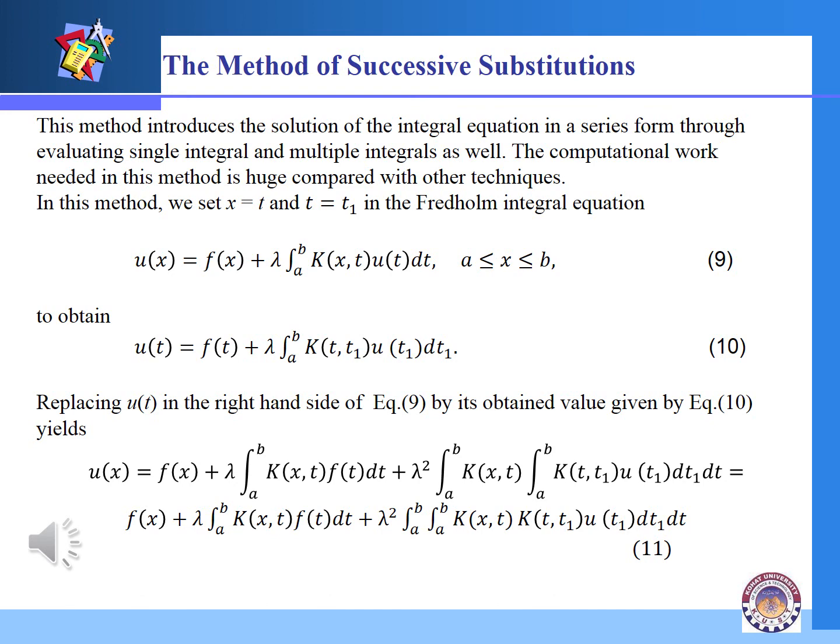So in equation 11 you can see that we have single integral as well as double integral. Also this equation 11 can be written as f(x) plus lambda integral from a to b k(x,t) f(t) dt plus lambda square integral from a to b integral from a to b k(x,t) k(t,t1) u(t1) dt1 dt.